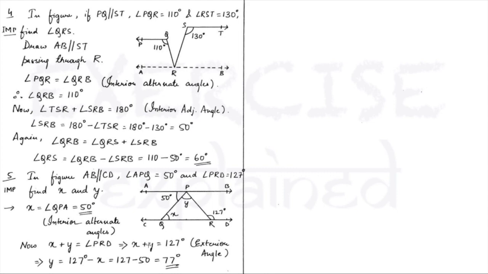So I have written X plus Y is equal to 127 degrees, or Y is equal to 127 minus X, that is 127 minus 50. So we get it as 77 degrees. So we get the value of Y as 77 degrees and X we already got it as 50 degrees. So that completes the question. Let's get into the next question.